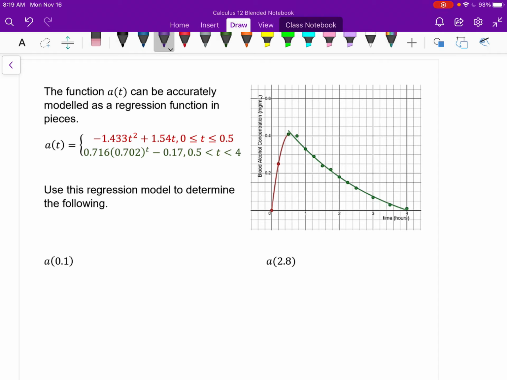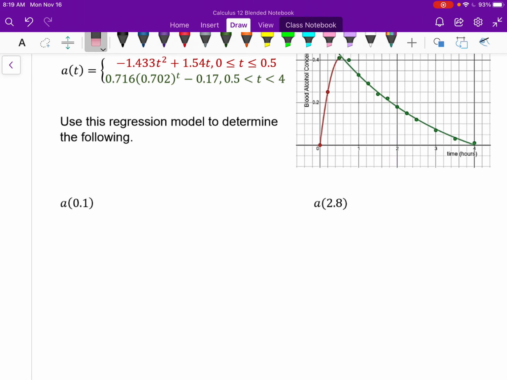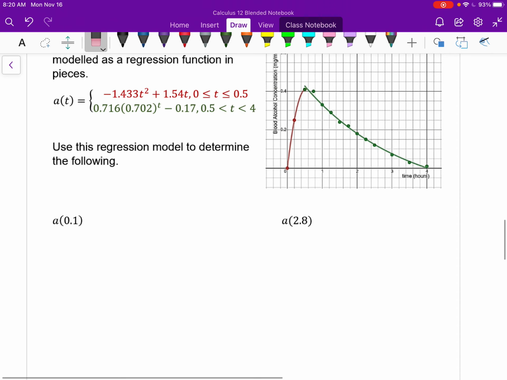Again, it's a model, but it's a decent model. The only part where it's kind of weird is where these 2 parts don't quite connect, but that's okay, we can get the idea. And again, like I've said before, models are not meant to be perfect, they're just some are useful. So with that said, use this regression model to determine the following. A at 0.1. That means, according to my model, the blood alcohol concentration of someone after 0.1 hours.